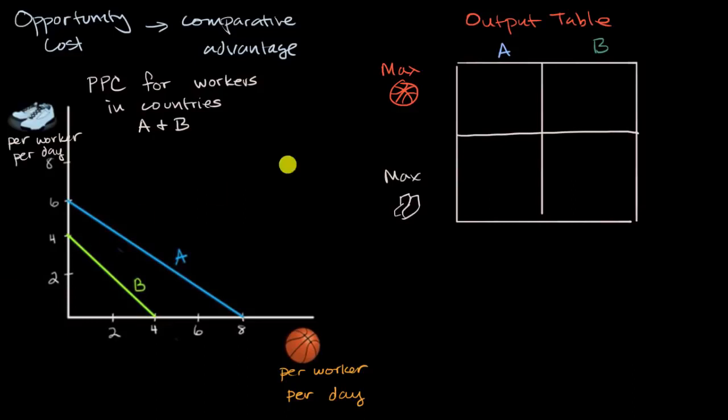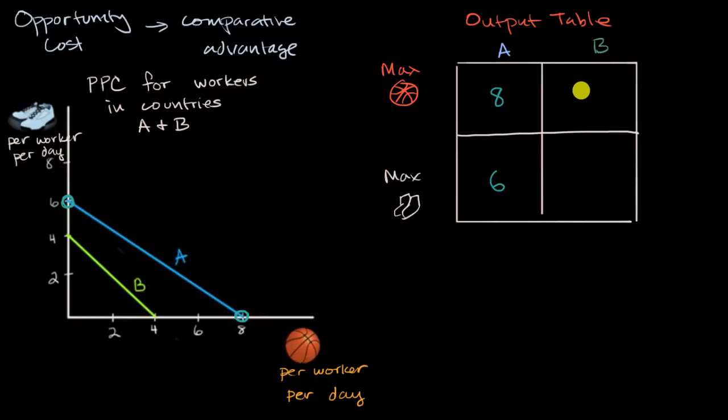First in country A, what is the maximum number of basketballs? Well, if in country A they put all of their energy into basketballs, we are right over here on the production possibilities curve. They can produce 8 basketballs. And if on the other end of the curve they put all of their energy into shoes, they would produce no basketballs and 6 pairs of shoes. We're assuming that these are pairs of shoes that we're talking about.